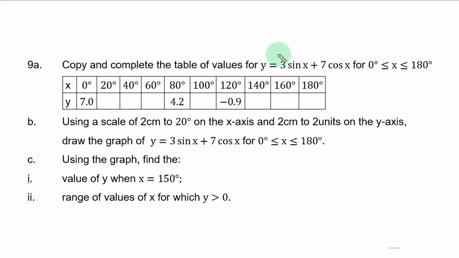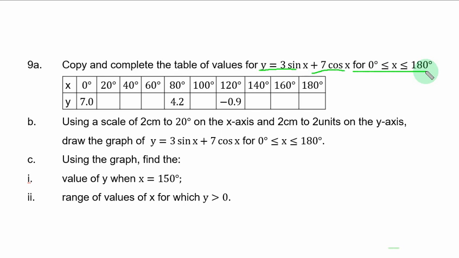Question 9a. Copy and complete the table of values for y equal to 3 sin s plus 7 cos s for 0 degrees less than or equal to s less than or equal to 180 degrees. You have the table of values with some missing values for y, and of course you are expected to find them.